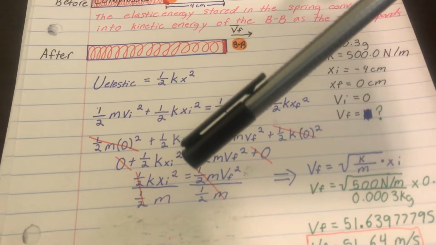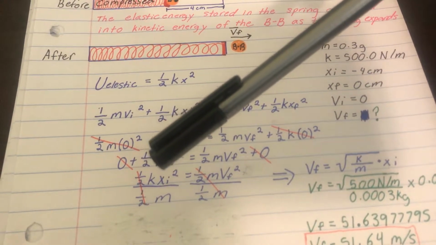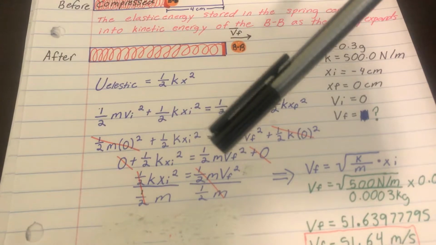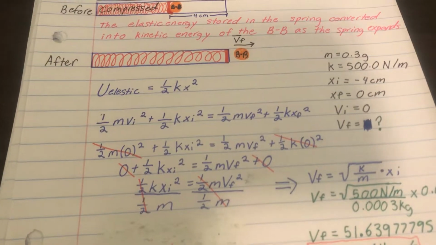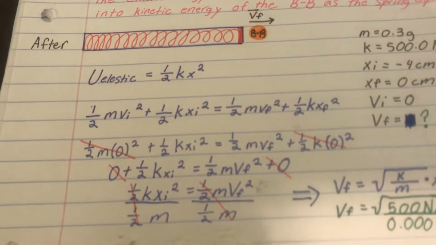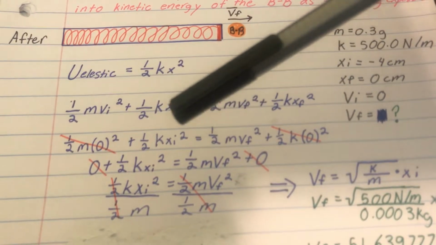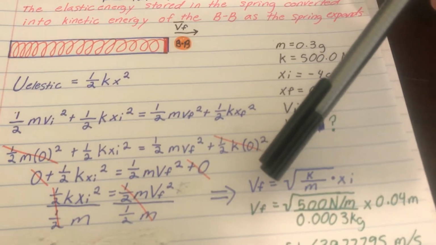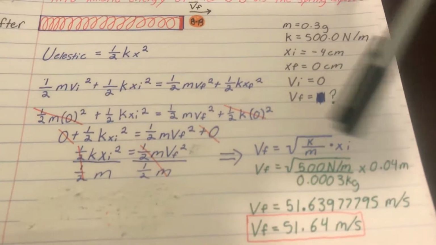And then I was left with 1/2 spring constant x initial squared equals 1/2 mass times the final velocity squared. Divided that by 1/2 the mass. That canceled out on that side. And then I did the same thing to this side. I canceled out the 1/2, so that left me with, I solved it for the final velocity. And that left me with the square root of the spring constant divided by the mass times x initial.